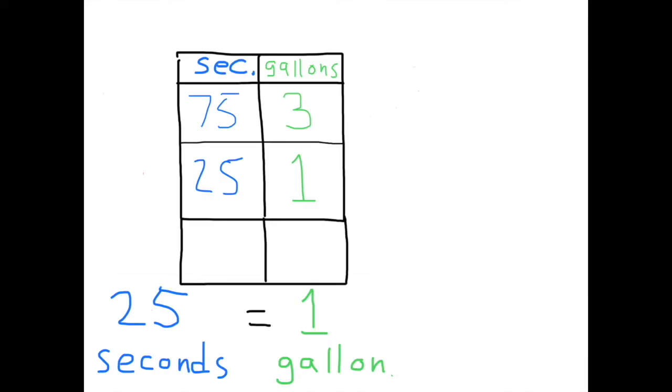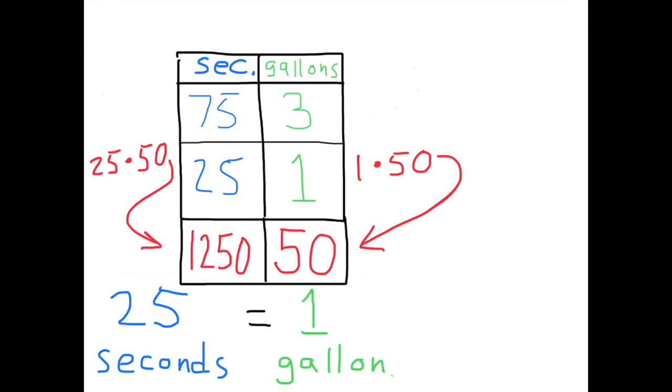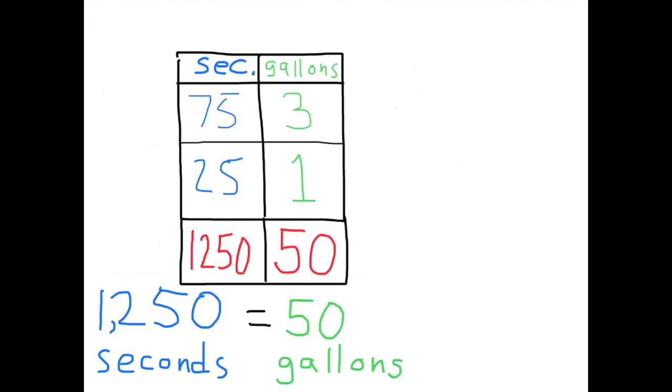They asked the question, how much time does it take to fill 50 gallons? So I need to make sure that this number on the right-hand column is a 50. I'm able to multiply the 1 times 50 to make 50, and now I need to do the same thing on the left-hand side. 25 times 50 gives me 1,250. We're not done yet, but we do know that to fill 50 gallons, it's going to take 1,250 seconds.